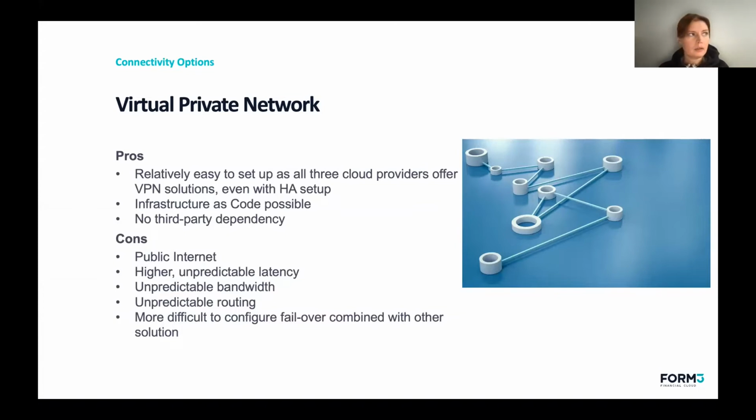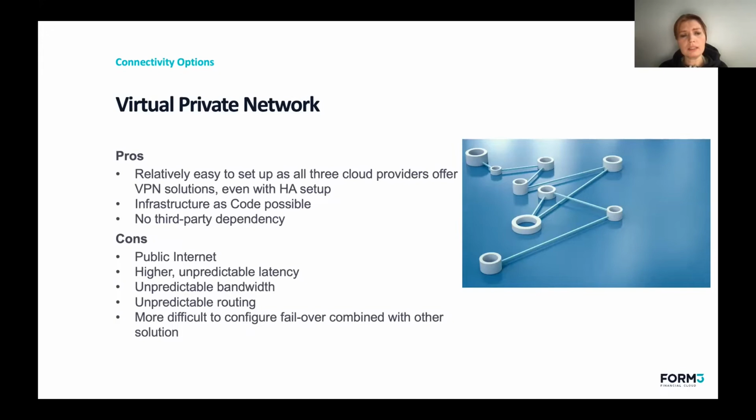The other very important advantage for us was that infrastructure as code is possible. As I told you, we use Terraform and we use it for all our cloud resources. So it's a very important point for us to have a Terraform provider and to terraform the solution. Another good point is that no third-party dependency is required, so there are fewer dependencies. Usually it means that the solution is quicker to implement and easier to maintain.